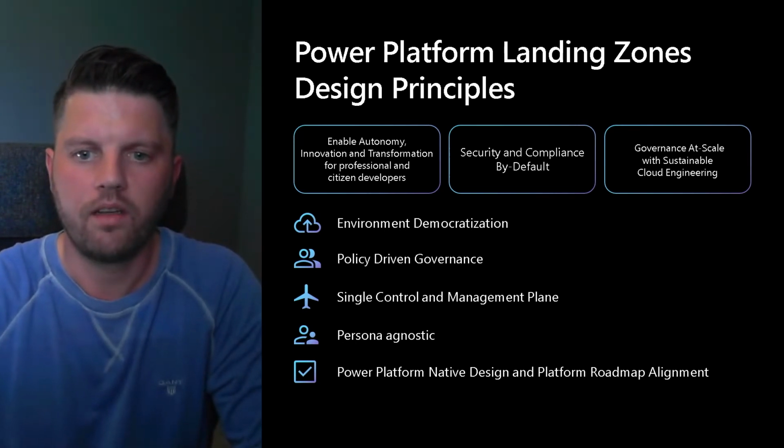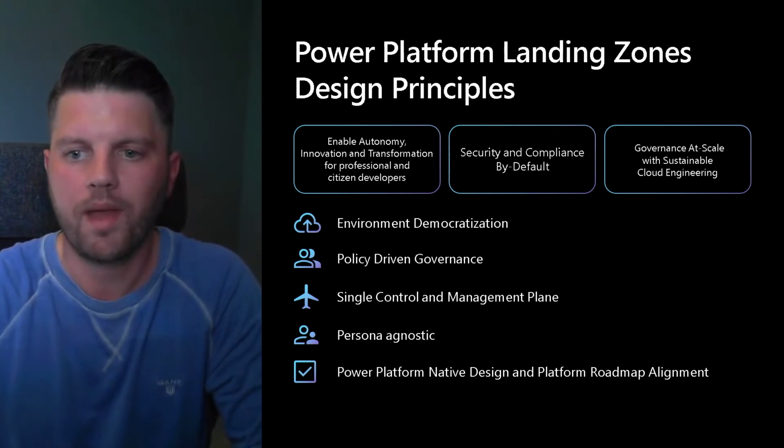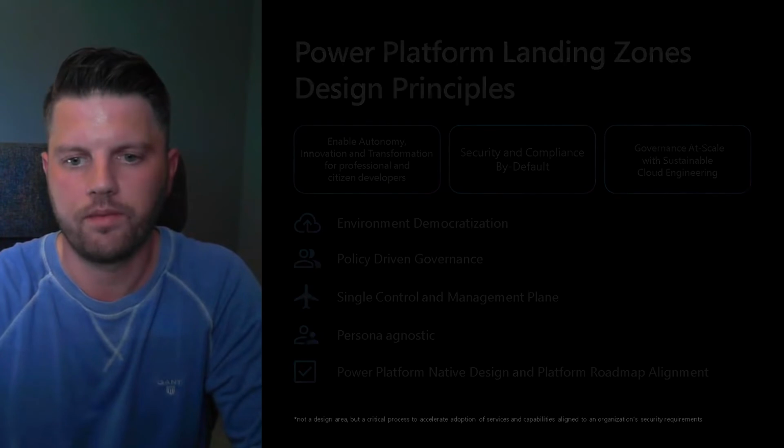And finally, the Power Platform landing zone approach advocates using Power Platform native services and capabilities whenever possible. This approach aligns with the product roadmap to ensure that new capabilities are available within your environment and can be adopted in a predictable fashion. The Power Platform roadmap helps to inform the adoption strategy and landing zone trajectory.